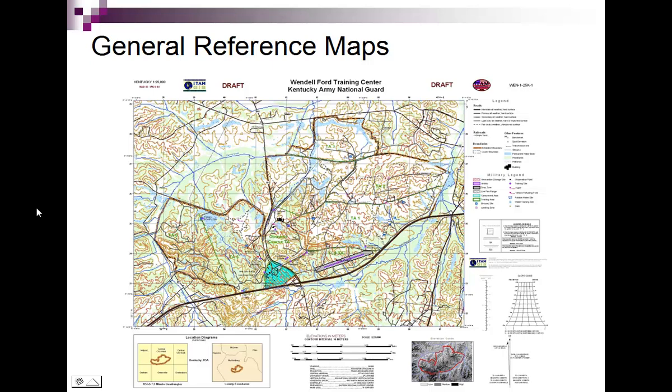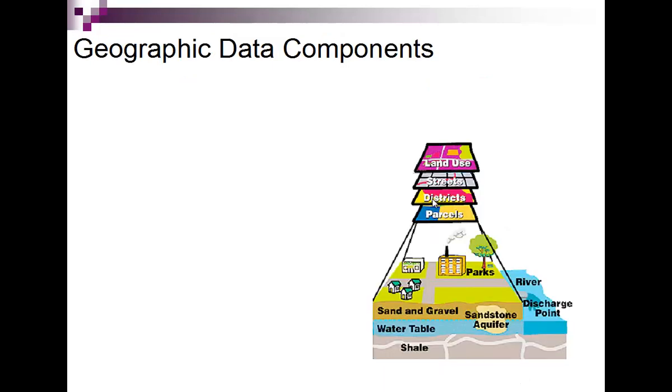It's got roads, it's got green stuff here. Obviously, this green stuff is going to be vegetation. It's got these blue lines and these blue polygons, and you would imagine those are going to be for lakes and rivers or other types of waterways. So we have general reference maps here.